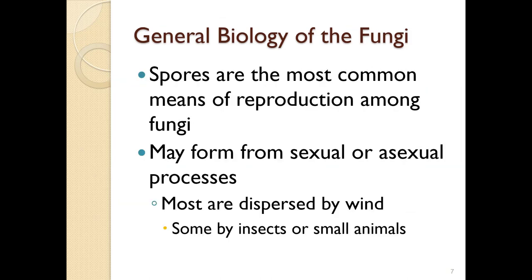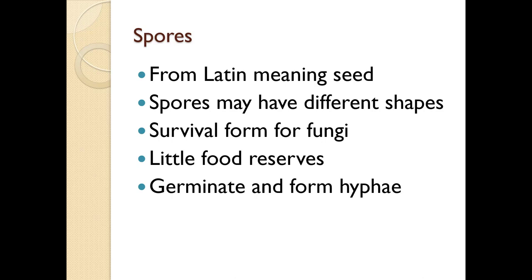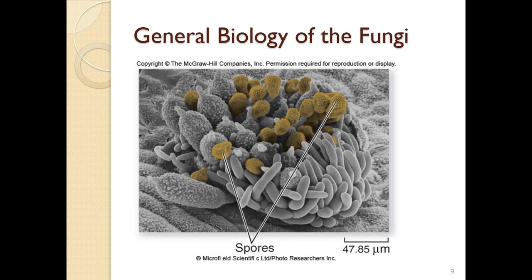Spores are the most common means of reproduction among fungi. They may form from sexual and asexual processes. Most of them are dispersed by wind, but some are by insects or small animals. So spores come from the Latin meaning seed, and there can be various shapes for spores. This is the survival form for fungi. They have very little food reserves, and once they germinate, they form hyphae.